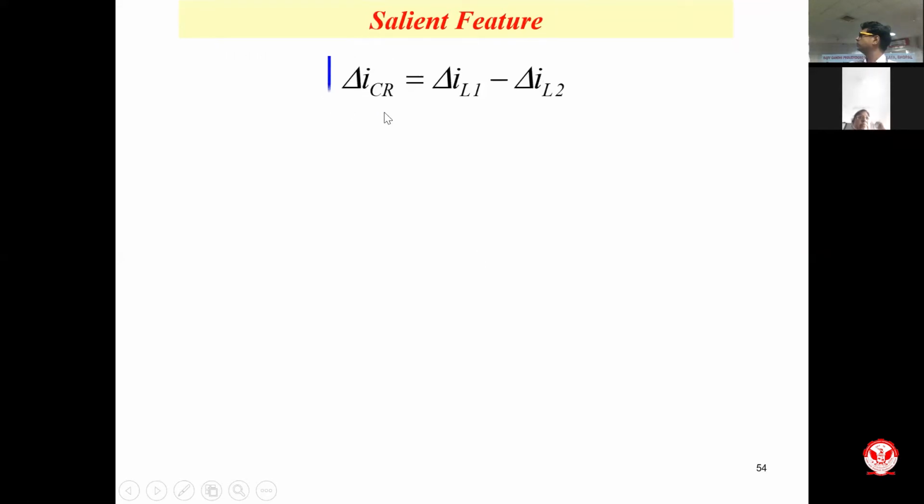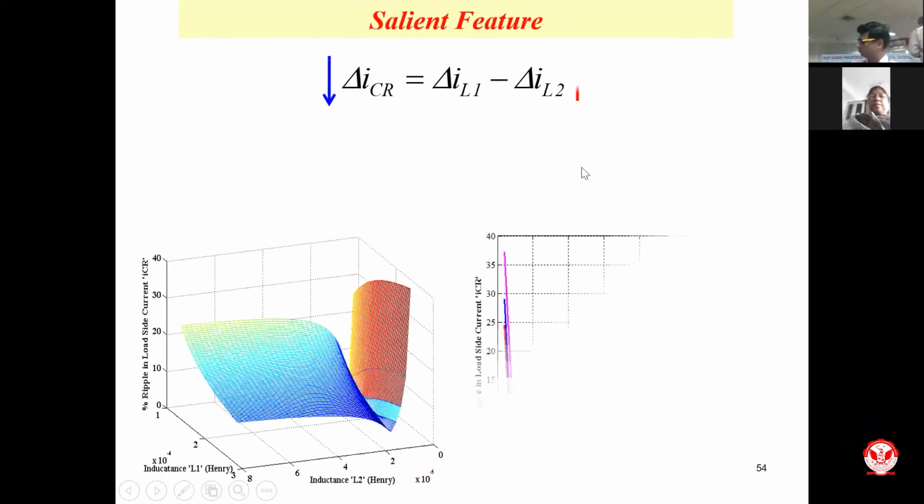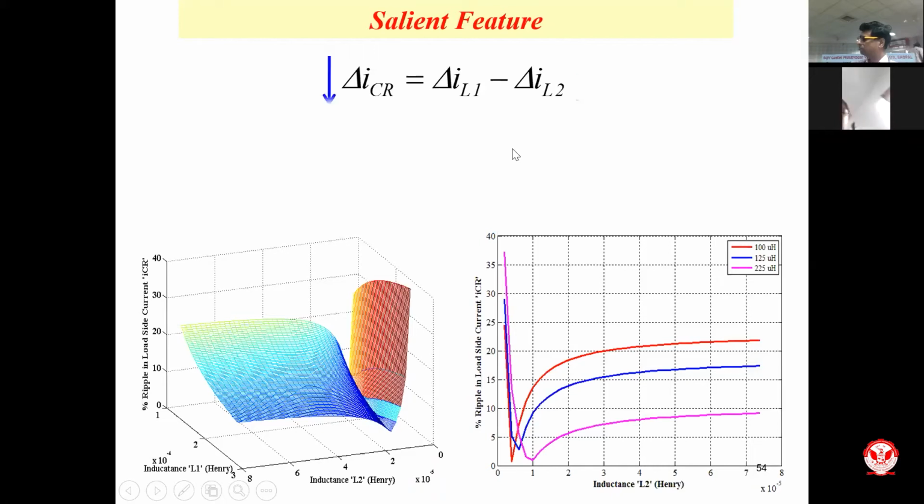How you can reduce this delta ICR is, if you maintain delta IL1 constant, then this can be reduced by increasing the magnitude of delta IL2, and that can be increased by decreasing the magnitude of the inductance, as the peak to peak ripple is inversely proportional to the magnitude of inductance. So if you want this ripple to be high, you can reduce the magnitude of the inductance that you are placing. So the reduction in the magnitude is good for us from our design point, because it is reducing the size, it is reducing the bulkiness of the converter.